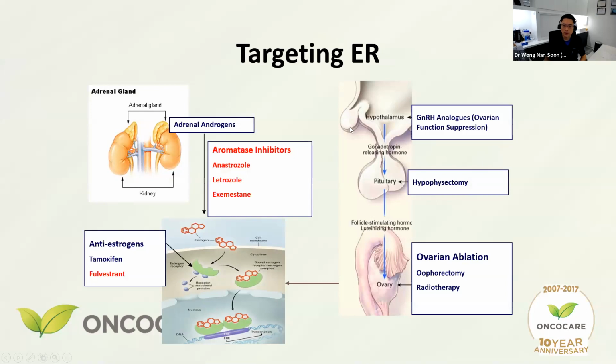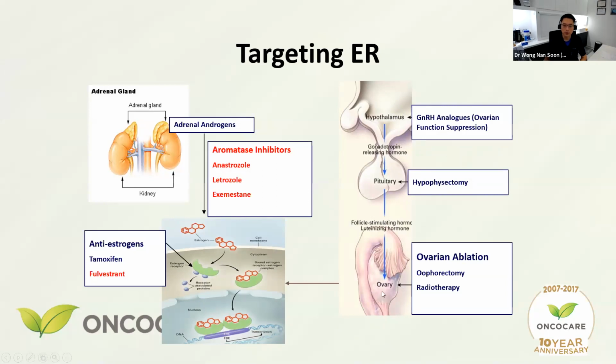In premenopausal women, the source of hormones would be from the ovaries, and the stimulation for the ovary to produce estrogen comes from the brain, from the hypothalamus, as well as the pituitary gland. So in premenopausal women, we can reduce hormone output by either surgical or radiotherapeutic removal or damage to the ovaries, or we can inject hormonal therapy to reduce the stimulation for the ovarian function to produce estrogens.